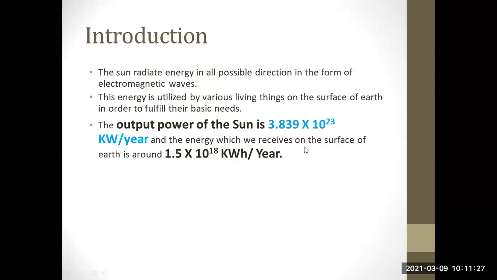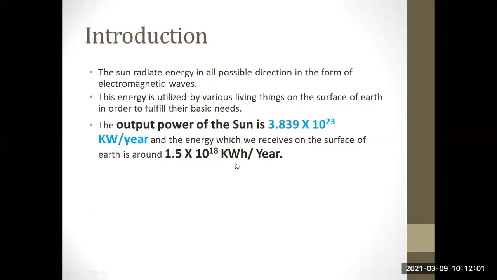And the amount of energy which we receive on the surface of the earth per year is 1.5 into 10 to the power 18 kilowatt hour per year, or simply 1.5 into 10 to the power 21 watt hour per year. That means this much power is generated by the sun per year, and this much power we receive on the surface of the earth per year. Now the question is, we have this much energy which we are continuously receiving on the surface of the earth from the sun.